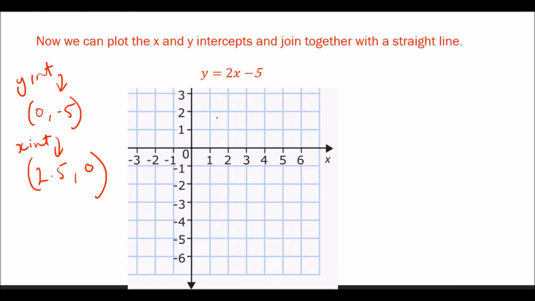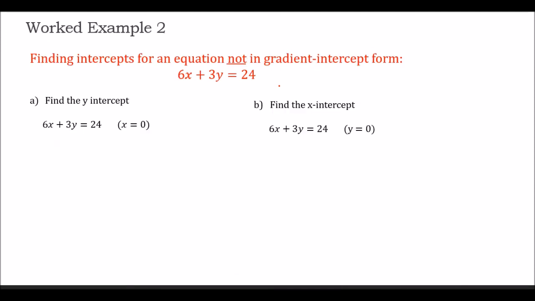So let's plot them. 0, negative 5 is going to be down here for the y-intercept, and for the x-intercept, it's 2.5 right there, 0. And from there, nice and easy, join the dots. Okay, and there's your graph. Easy. All right, let's do it for these ones.